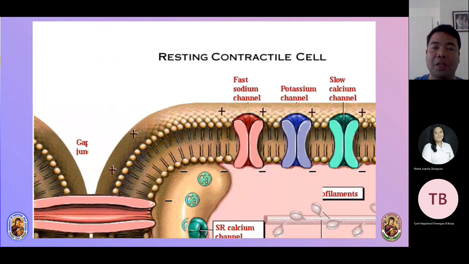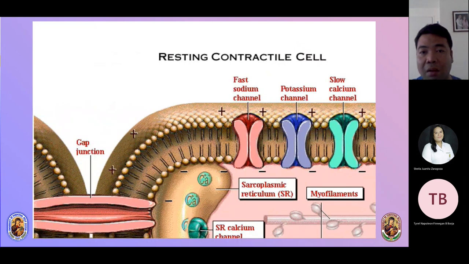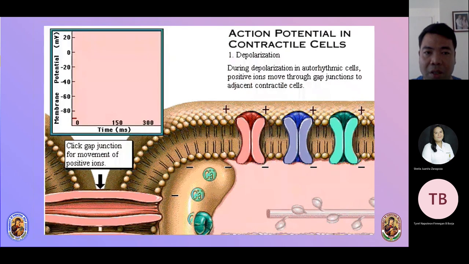But what about the action potential taking place on the contractile cell? How is that action potential initiated? And what are the ion channels involved? Eto ngayon, fast sodium channel. Iba yung pangalan, ano? Actually, yun din yung mga ion channels, pero merong fast, merong slow. This time, this is a fast sodium channel. You have the same potassium channel, and you have a slower calcium channel here. And let's take a look at how action potential will take place here and how it will be initiated.